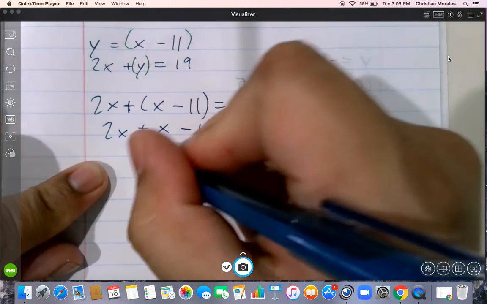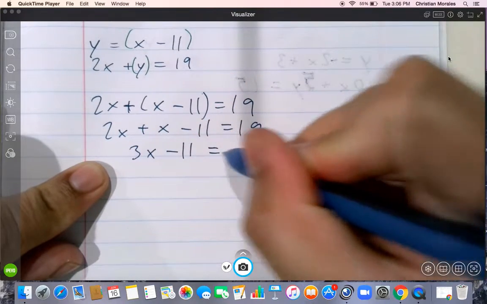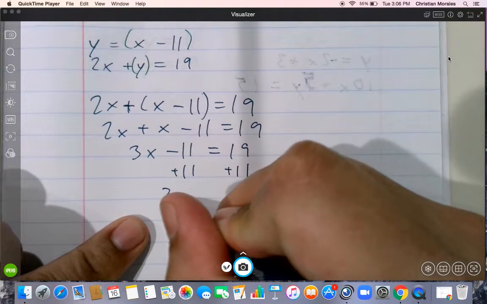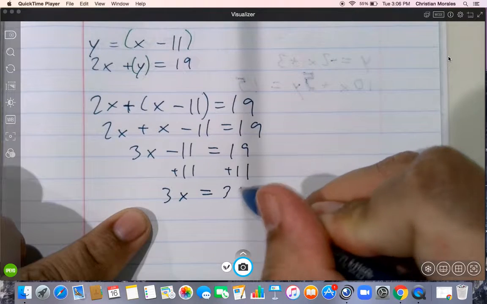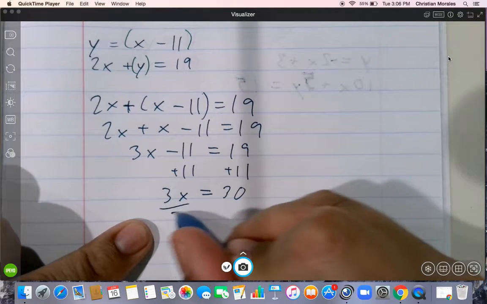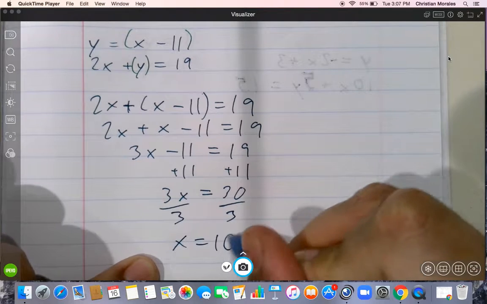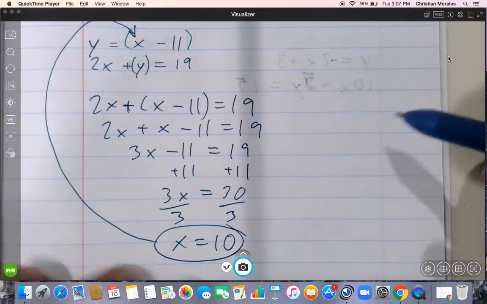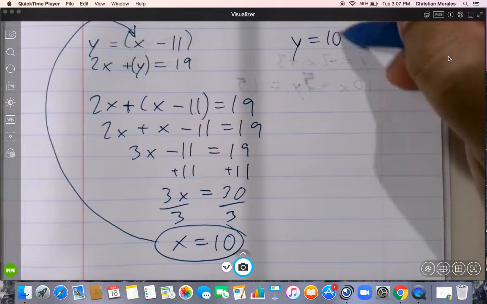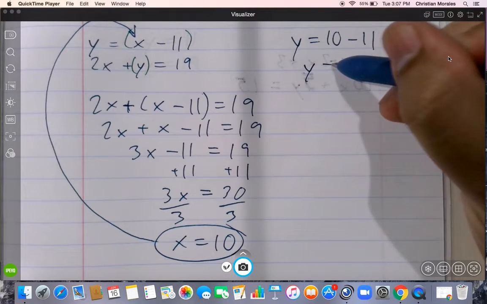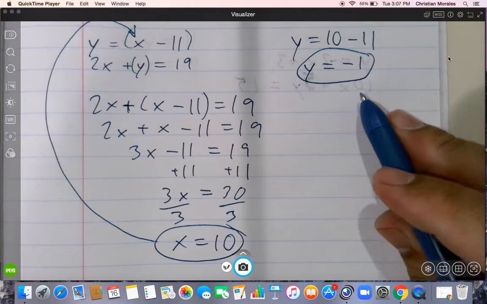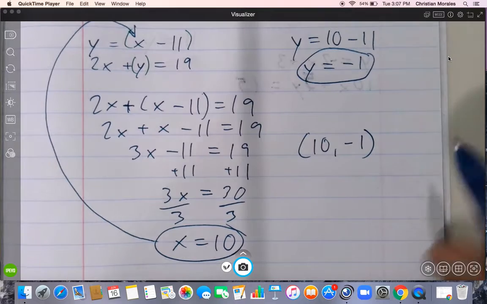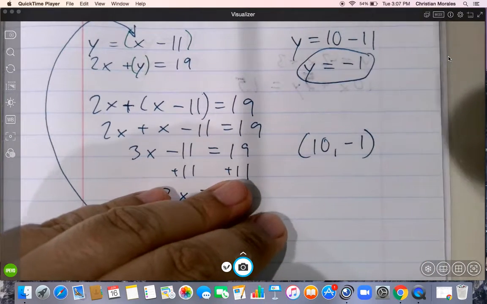Okay, I have two x's, add those up. Move this 19, inverse operations. Divide by 3 both sides. Okay, there's my answer for x. I'm going to take it and plug it in. There's your answer for y. So you're answering for x and y, and you write both answers in as an ordered pair. That's your answer. And that's substitution.